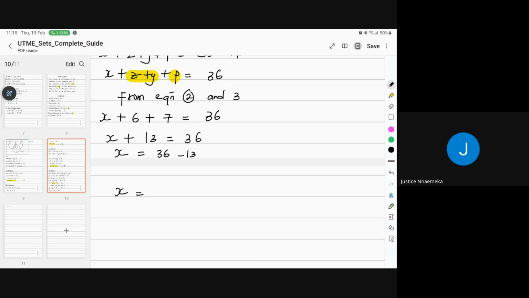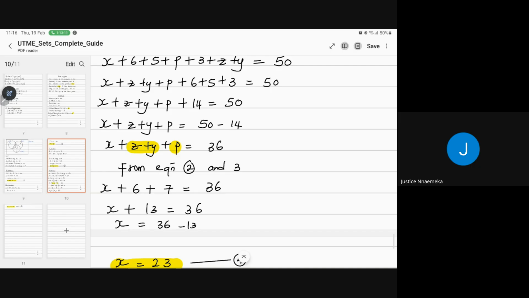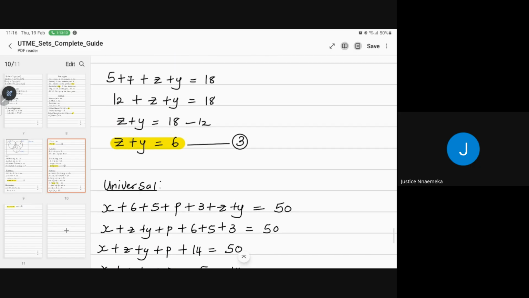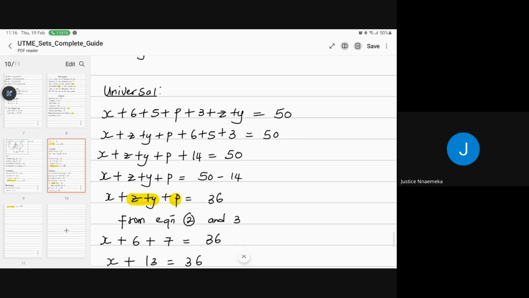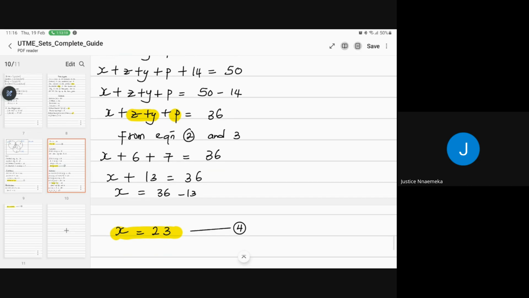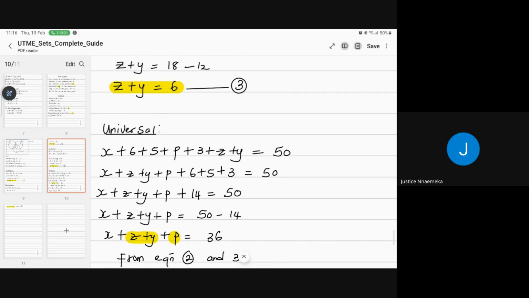Are you still here? Yeah, 23. So x is equal to 23. Now with this, this is our equation number 4. We can now get something. We can get our z. Z plus y is equal to, are we omitting anything?